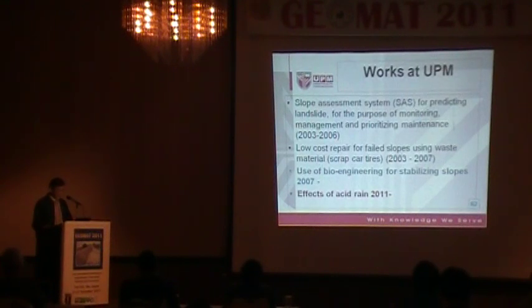I'm talking about that. So basically, we have looked at various things like slope assessment system for predicting landslide, low cost repair of the slope using escape tires, that's done, and the use of bioengineering for stabilizing slope. We've done that since 2007, and of late we're looking at the effect of acid rain. So I'm going to talk about these two points, the bioengineering and also the effect of acid rain.